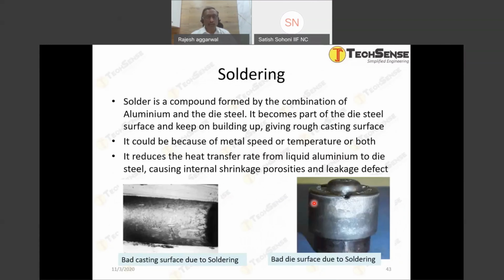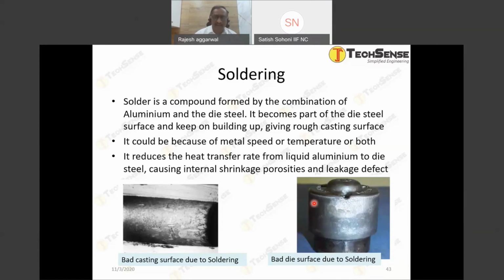Soldering. Soldering is a compound formed by the combination of aluminum and the die steel. It becomes part of the die steel surface and keeps on building up, giving rough casting surface. It could be because of the metal speed or the temperature or both. It reduces the heat transfer rate from liquid aluminum to the die steel, causing internal shrinkage porosities as well as the leakage defect.